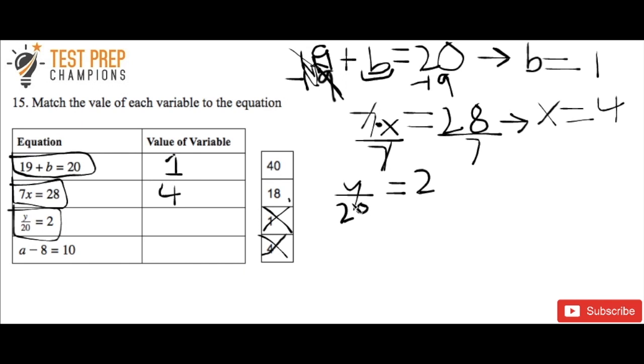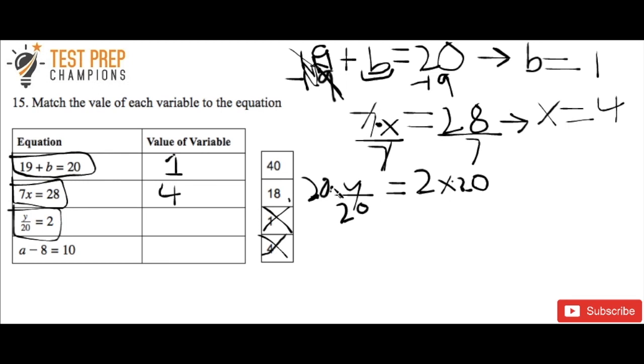So in order to isolate that y on the left-hand side of the equation, we want to do the opposite operation of division. The opposite, or the inverse, or the reciprocal, three different words for basically the same thing. We want to multiply by 20 here. So we have y divided by 20, and to get rid of that 20, we multiply by 20. And whatever you do to one side, you also do to the other. So on the other side here, we're going to do 2 times 20.